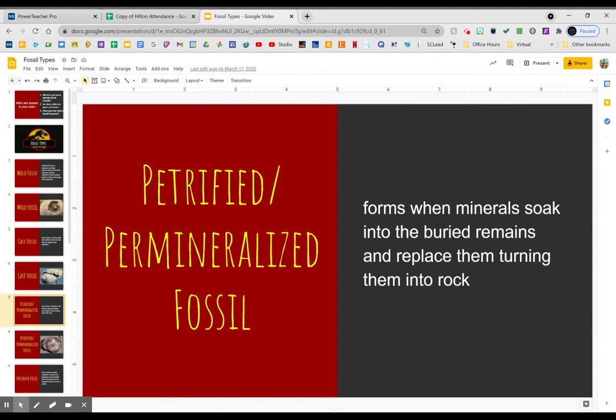Those shark's teeth that are black or really dark gray and have some brown mixed in with it have actually been replaced by minerals. They have soaked into the tooth and it is no longer made out of enamel and all that other stuff.